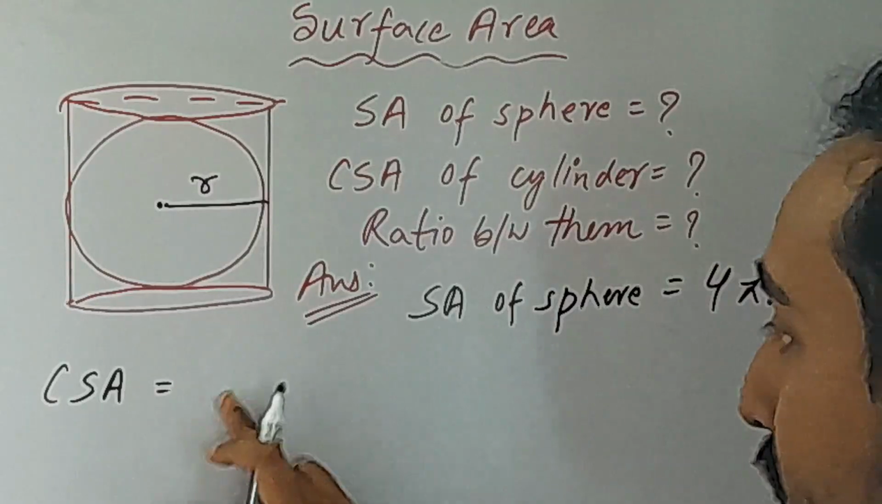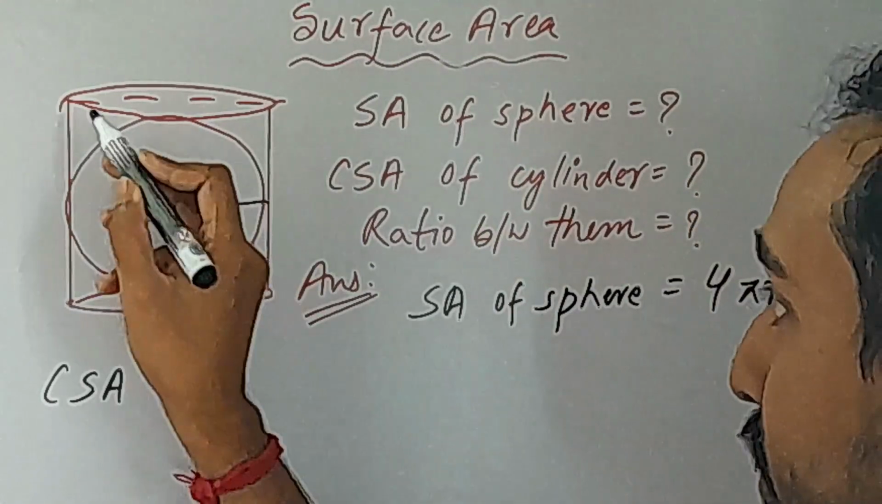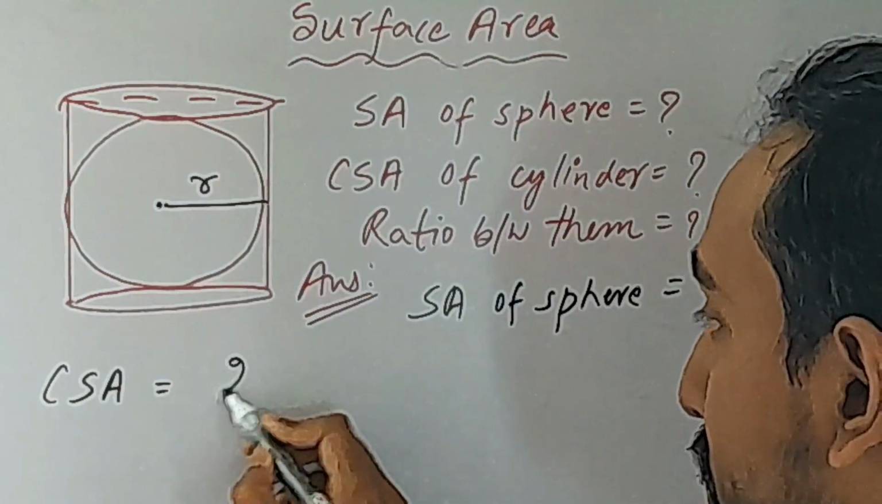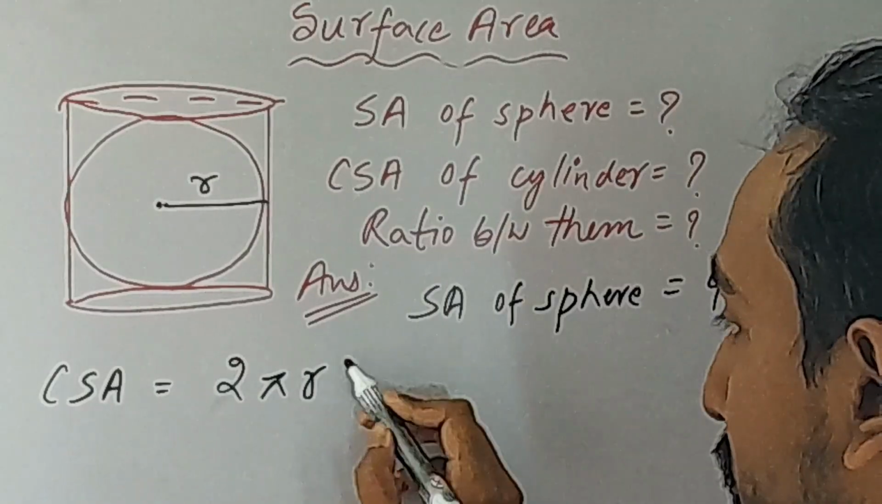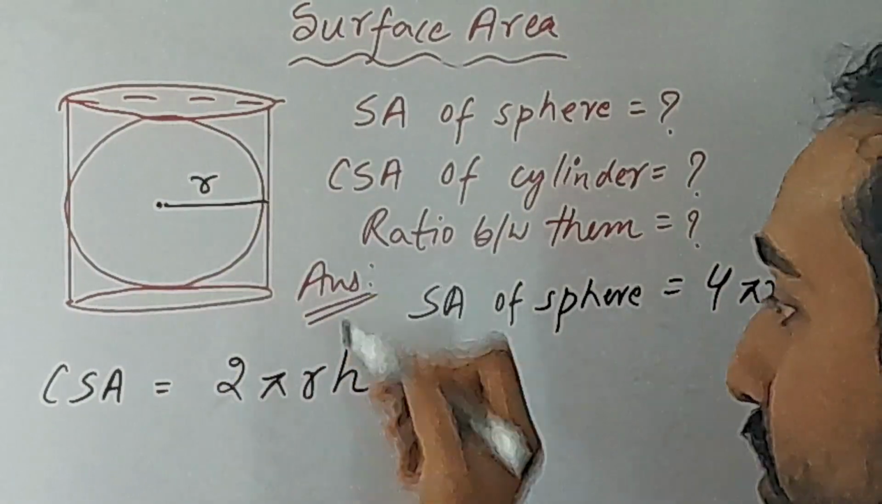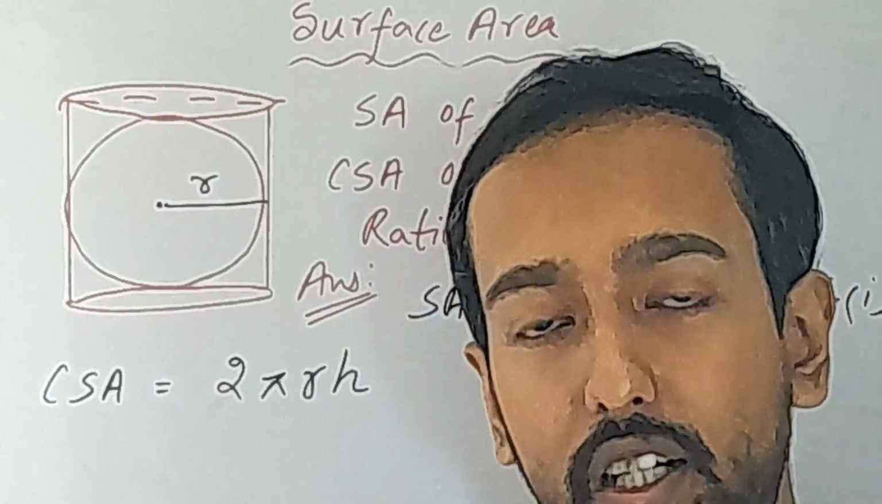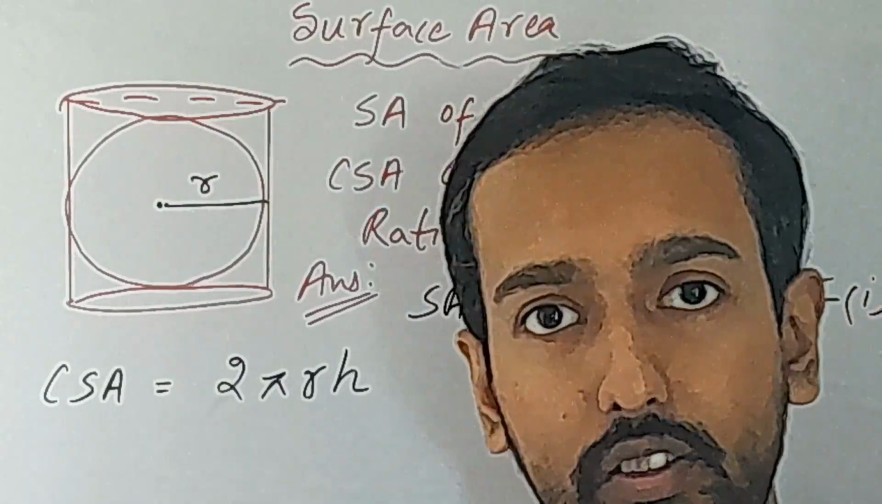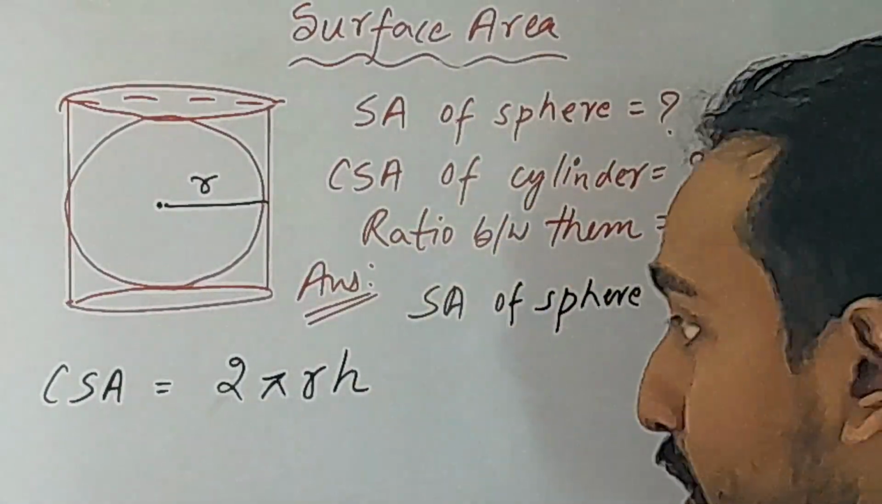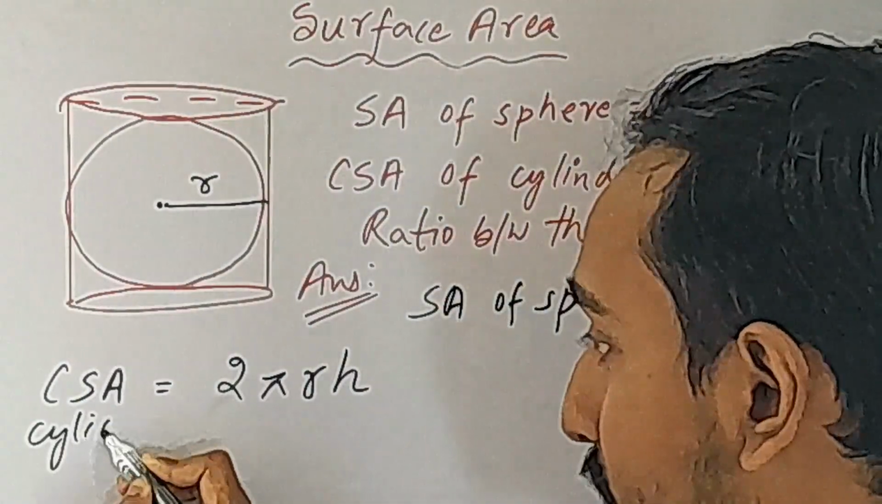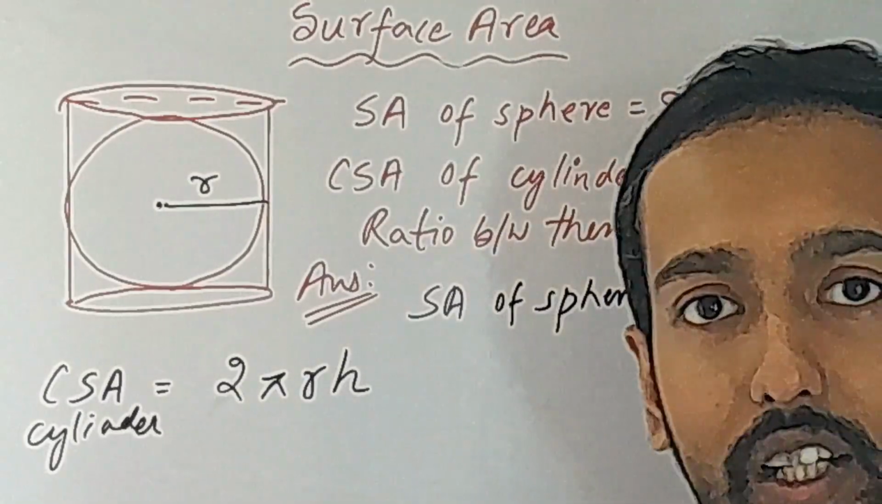What will be the curved surface area of the cylinder? The curved surface area of the cylinder is given by 2 pi r h. So we have learned in our previous classes, that is in class 8, that the curved surface area of the cylinder is given by 2 pi r h.